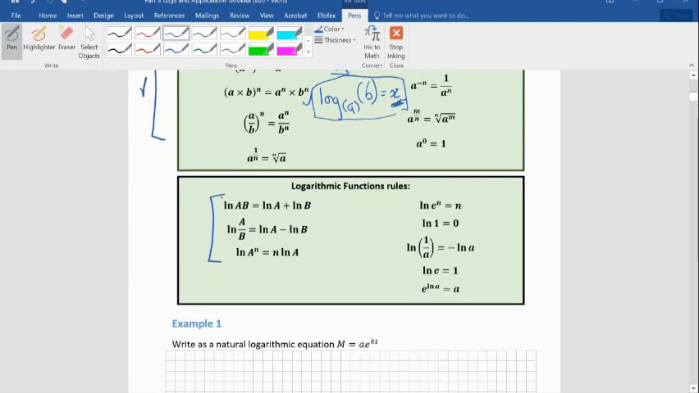When we look at these rules over here, you need to realize we spend all our time with e and the natural log. e is a number that's roughly 2.7. If you're looking at this one here, we can use that power rule where you put n out the front. So it's really the same as n times ln e.